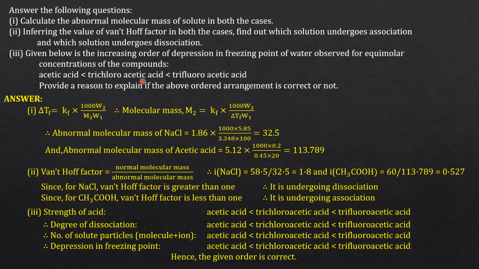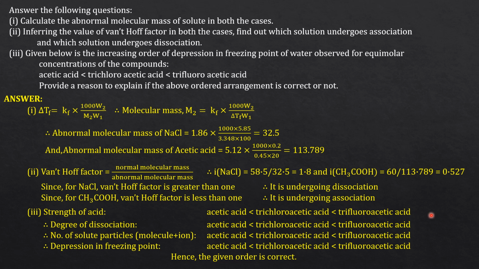Now the last question. This is actually a blending of organic chemistry and physical chemistry. What will be the order of strength? Acetic acid will be the least acidic because of the +I effect of methyl. Trichloroacetic acid will be a little stronger because of the -I effect of 3 chlorine. And trifluoroacetic acid will be the strongest because fluorine has a stronger -I effect than chlorine. So this will be the order of strength.